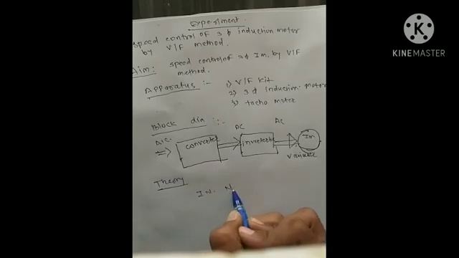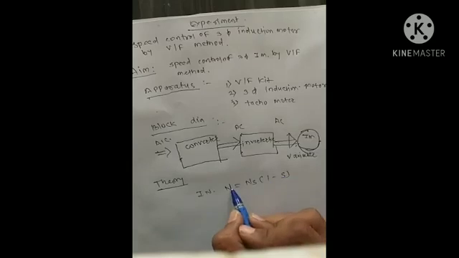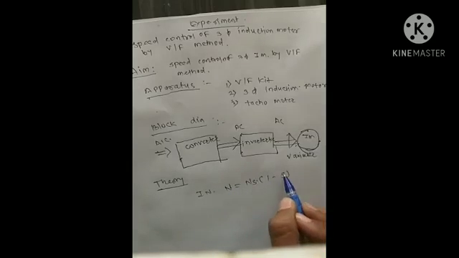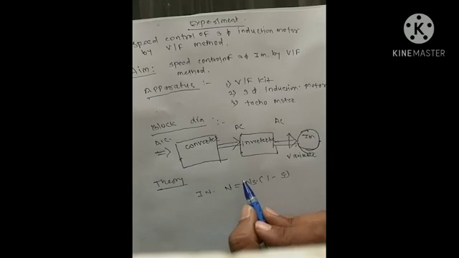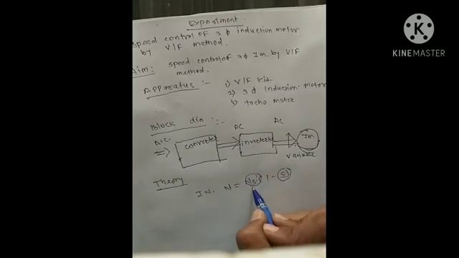For the induction motor, the speed N equals Ns (1 minus s). That is, N is the speed of the induction motor, Ns is the synchronous speed of the induction motor, and s is the slip of the induction motor. The speed can be changed by changing Ns or s. If we change Ns, speed changes. If we change s, speed also changes.